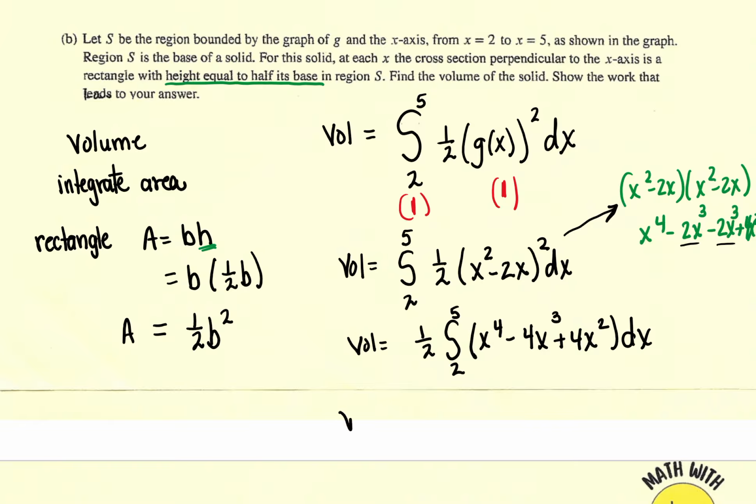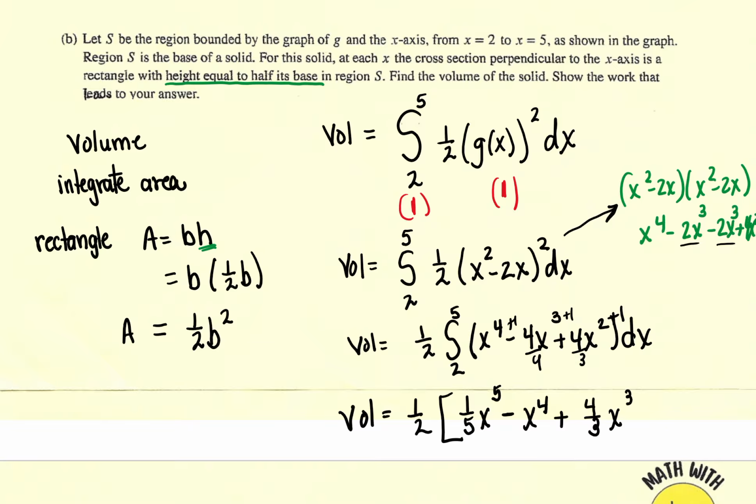All right, integrating that, we have 1/2. That would be add 1 to it, so that would be x to the 5th, but you divide by that, so 1/5 x to the 5th, minus add 1 to it, which is 4, but divide by 4, and that's just going to give us x to the 4th, plus add 1 to it, which is 3, but then you divide by that 3 to get 4/3 x to the 3rd, dx. If you were able to integrate that, give yourself a point right there.